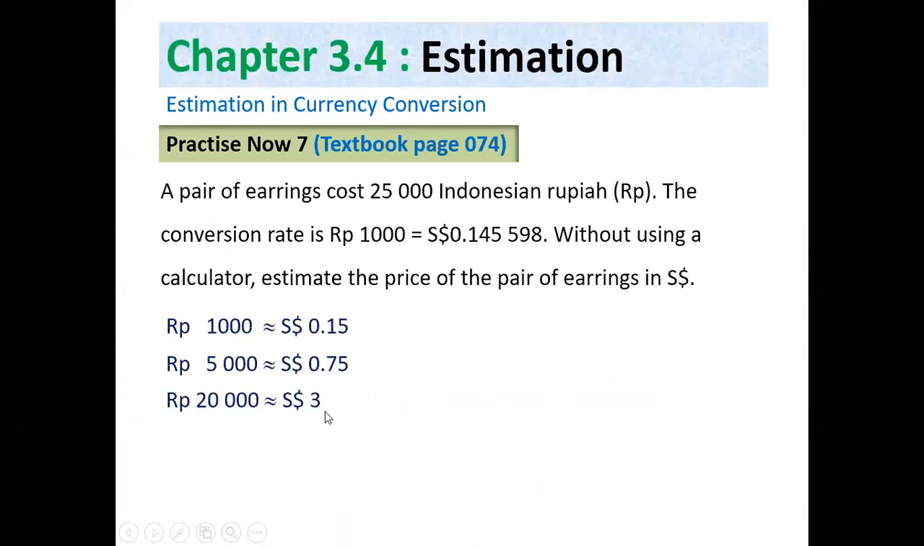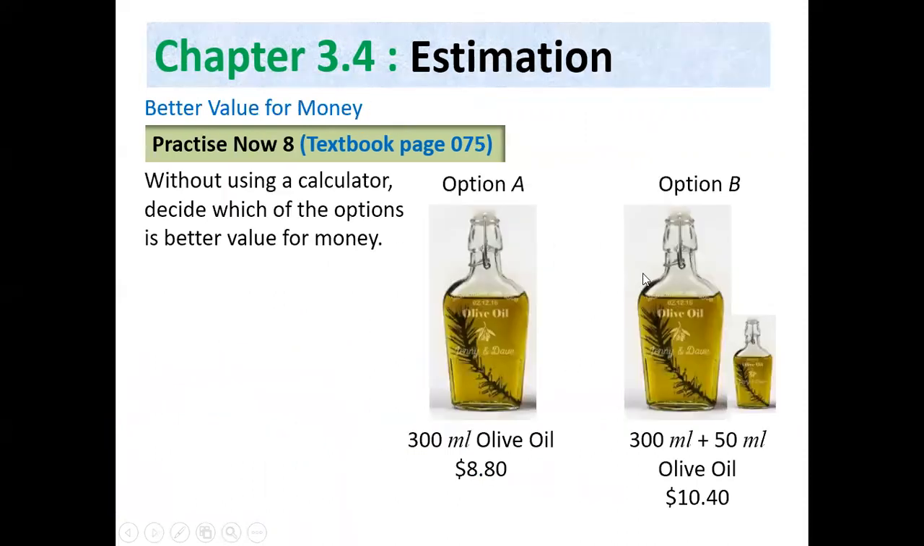See, same method. 3.75 without calculator. You just add the 5,000 and the 20,000. Now, without using a calculator, decide which is better value for money.